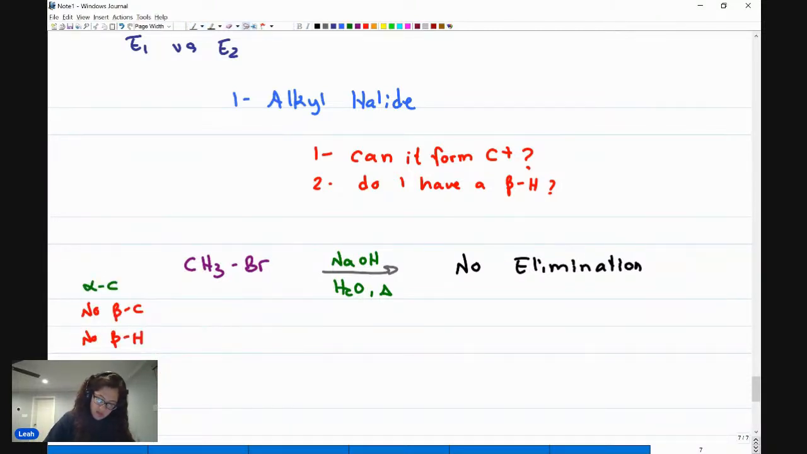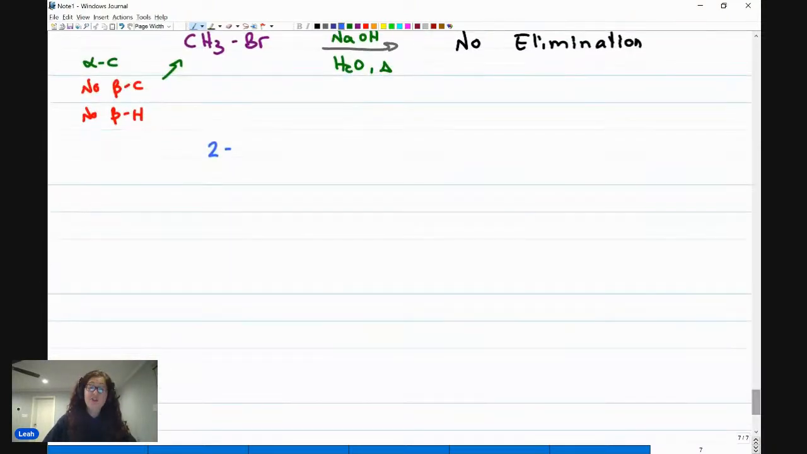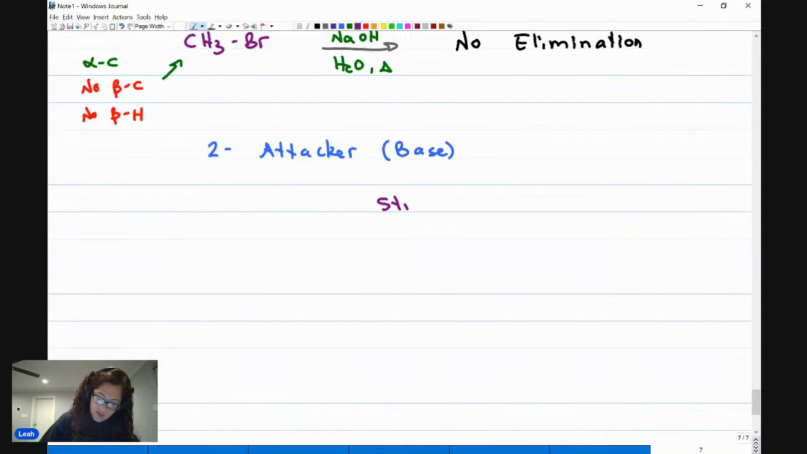Let me just move this over here so I have more room on the page to draw the next one. Do not fall for this. So you will not fall for this, your classmates may. The second thing I look for, especially if I want to differentiate between a 1-type reaction and a 2-type reaction, is the attacker. The attacker meaning the base that is going to carry out the reaction. And I'm looking for one key thing. Is it strong or is it weak? What do I mean by is it strong or is it weak?